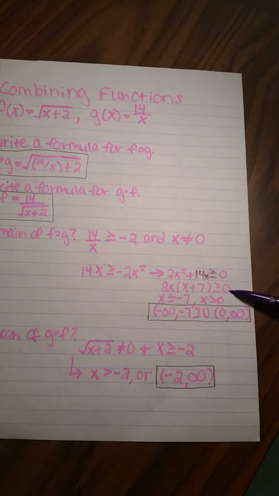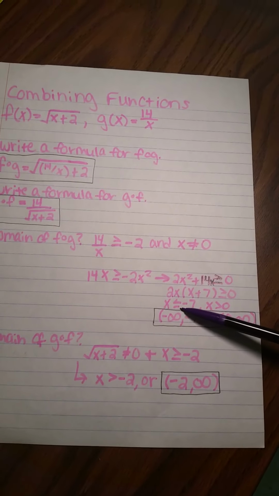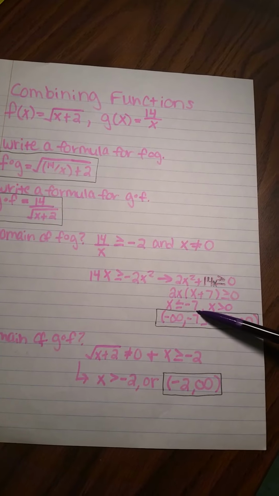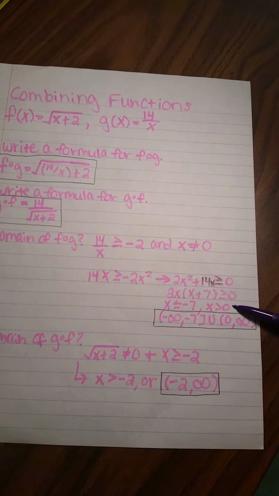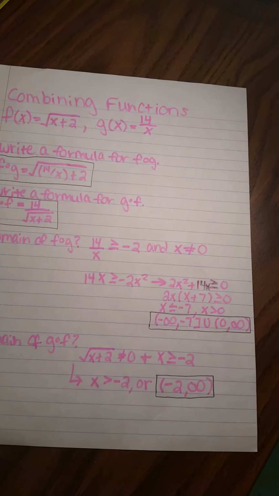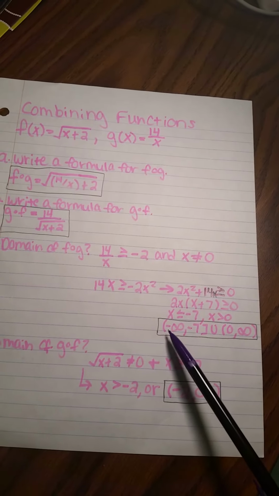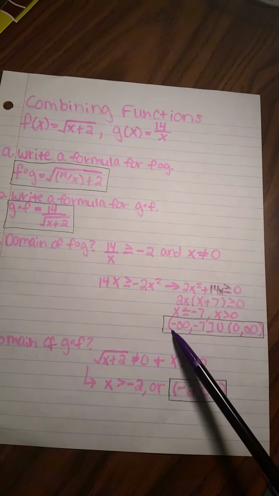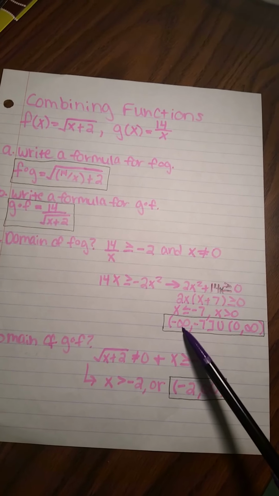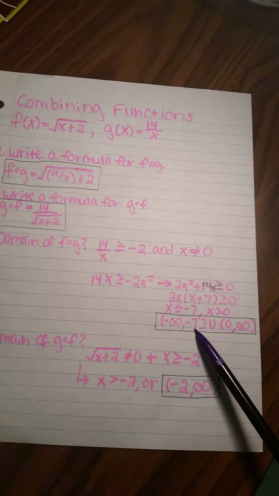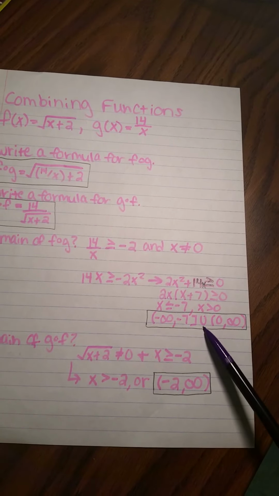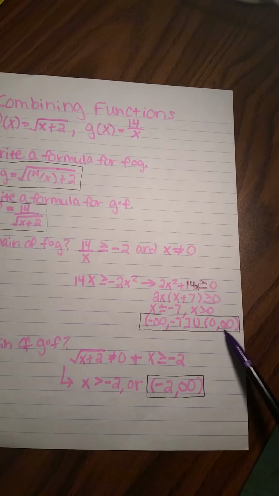factoring out a 2x. We are left with x has to be less than or equal to negative 7 and greater than 0. We can also write this as the domain must be equal to negative infinity to negative 7 and 0 to infinity.